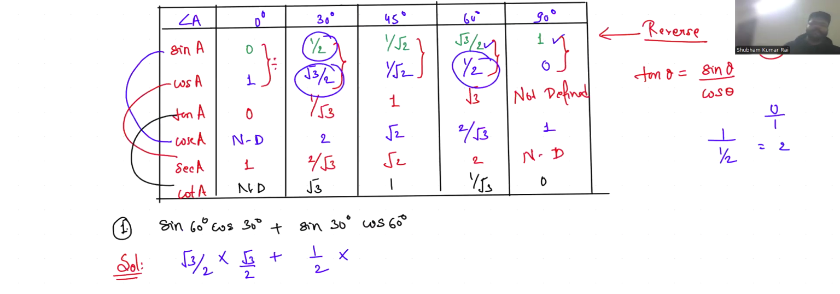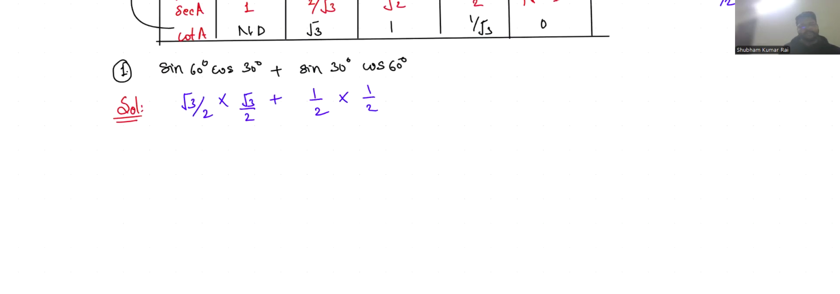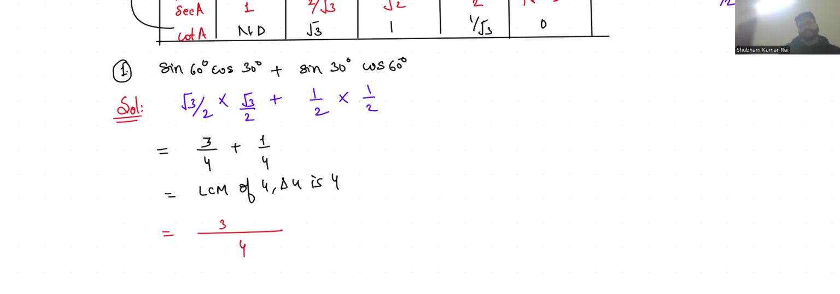So if we do the product of this, you will be getting the values. Here, you can see that it will be 3 by 4 plus 1 by 4. And if you do the LCM for this, LCM of 4 and 4 is 4 only. We need to add the two like fractions. So it will be 4 and it will be 3 plus 1, that will be 4 by 4. So the final answer that we have got is 1.